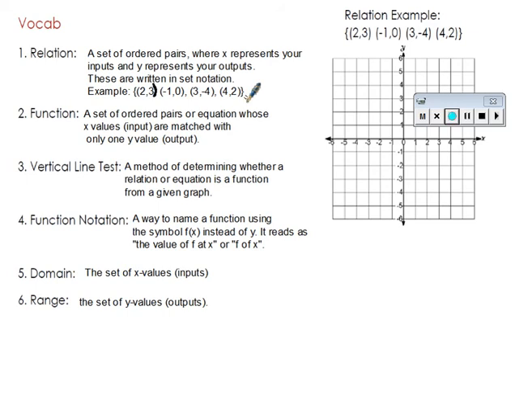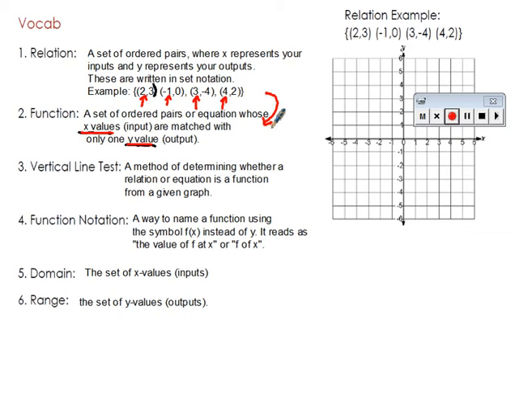A function is a set of ordered pairs or an equation whose x values, the inputs, are matched with only one y value. Every relation has a chance to be a function, but in order for a relation to be a function, we must have x values matched with only one y value, only one output. When I look in here, each of the different x values is paired up with one y value, so this relation is also a function. Functions are a special type of relations.